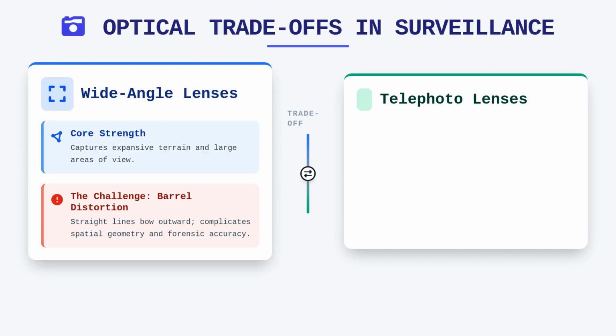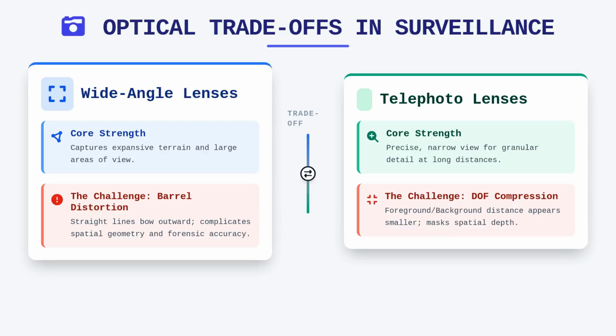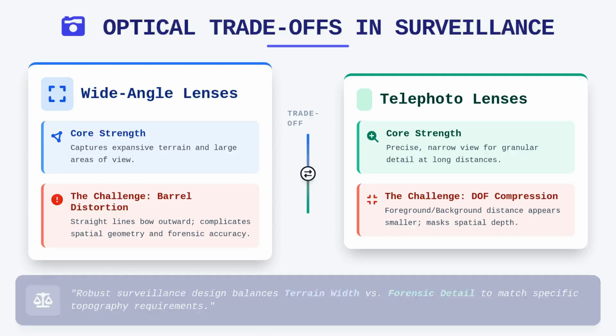Conversely, telephoto lenses allow for a more precise, narrow view, which is essential for capturing granular detail at long distances, such as an entry point located across a parking lot. However, this comes at the cost of depth of field compression, where the distance between foreground and background objects appears smaller than it truly is. This compression can sometimes mask the spatial depth needed for tracking a subject moving through a scene, requiring careful consideration during the hardware specification phase.